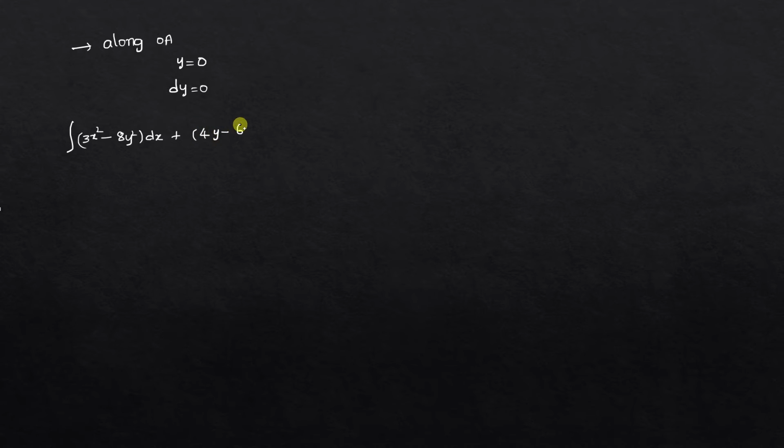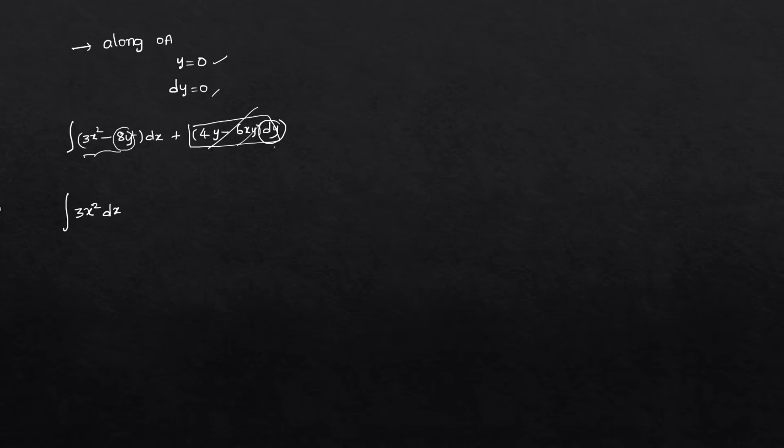4y minus 6xy dy. Now since we already got y as 0 and dy as 0, if we put dy as 0, the entire part will be 0. So eliminate this, and in the remaining part, if you put y is equal to 0, this thing will be eliminated. So the remaining part will be 3x square dx.